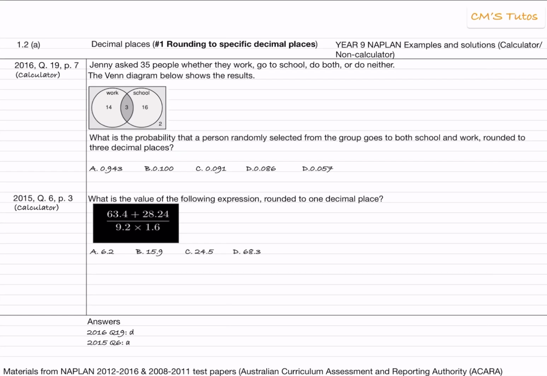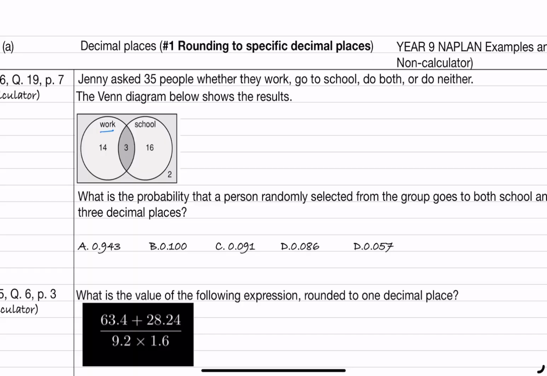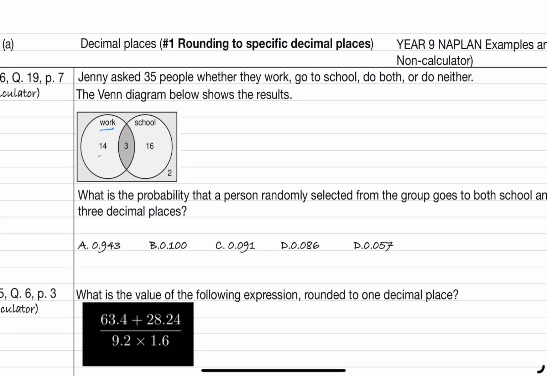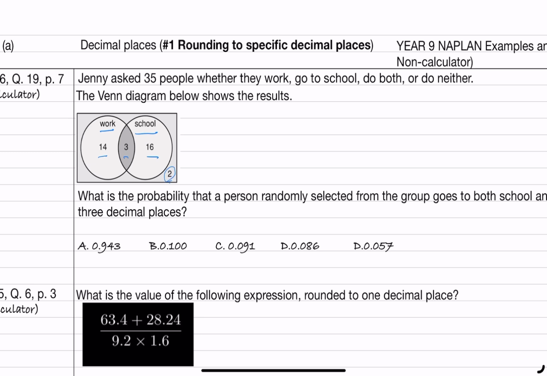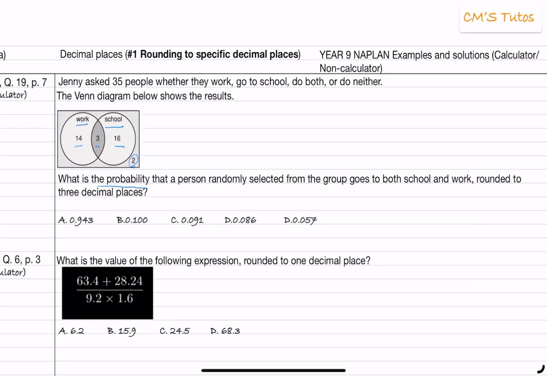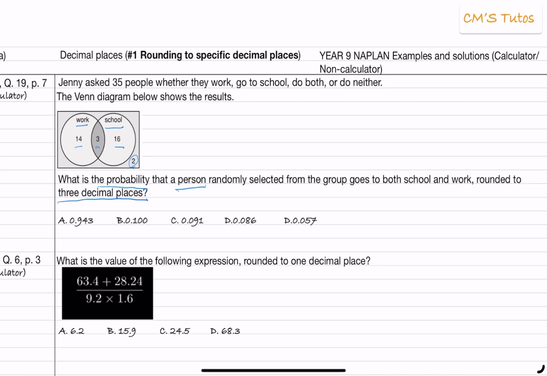Jenny asked 35 people whether they work, go to school, do both, or do neither. The Venn diagram below shows the results. If a question is showing you a Venn diagram, you look at it and try to unpack it. For work there are 14, and for school there are 16. 3 people go to work and school. There are 2 people who do neither. What is the probability that a person randomly selected from the group goes to both school and work, rounded to 3 decimal places? As you can see, this is asking you to solve the problem first and then round to specific decimal places. We know that the number of people who do both work and school is 3.